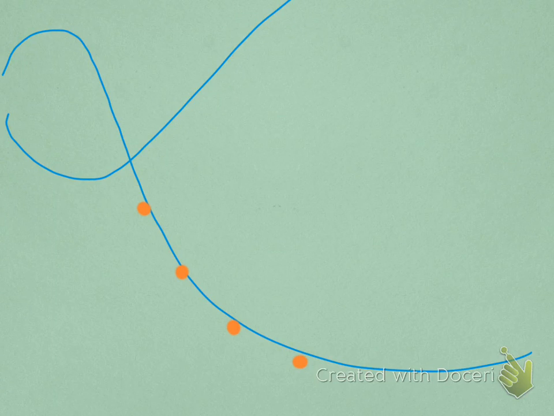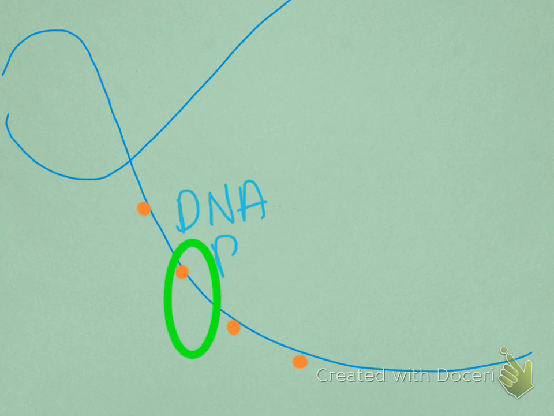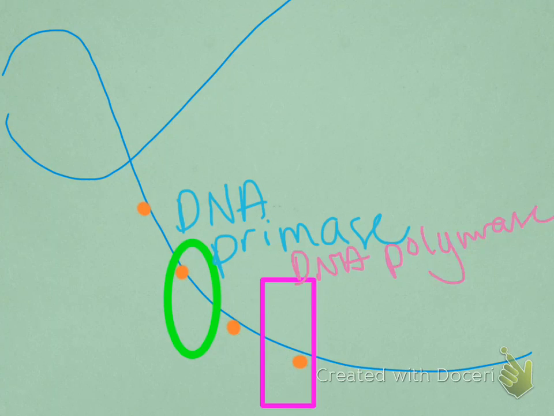Now, the lagging strand has some problems because it's actually moving in the opposite direction. So it's going from 3' to 5' when it needs to go from 5' to 3'. First, we have our DNA primase, which synthesizes RNA primers, which we will need because RNA is actually produced. And we still have DNA polymerase, which will still create the new copies of the DNA.